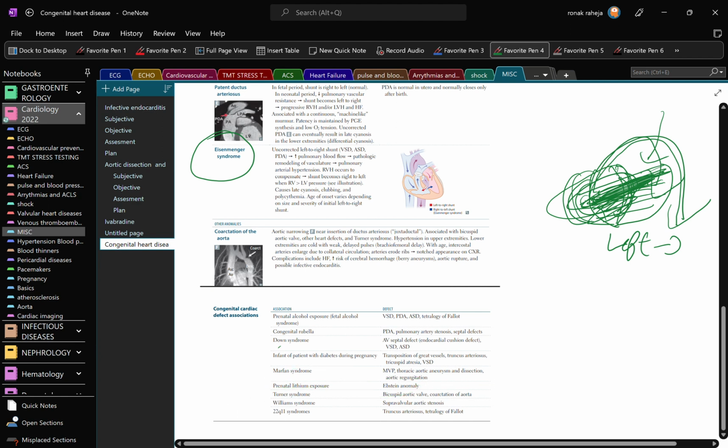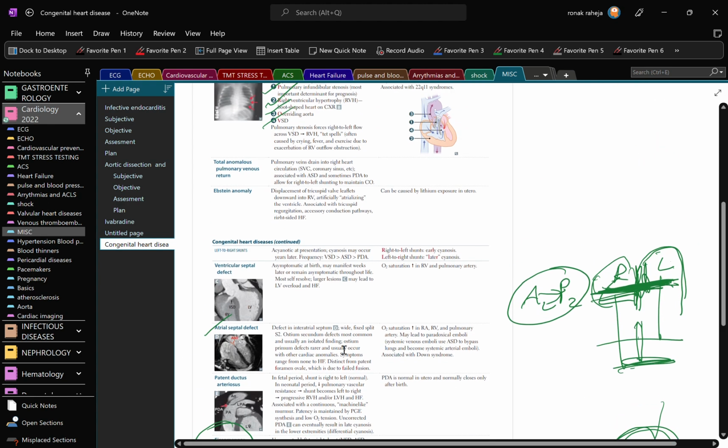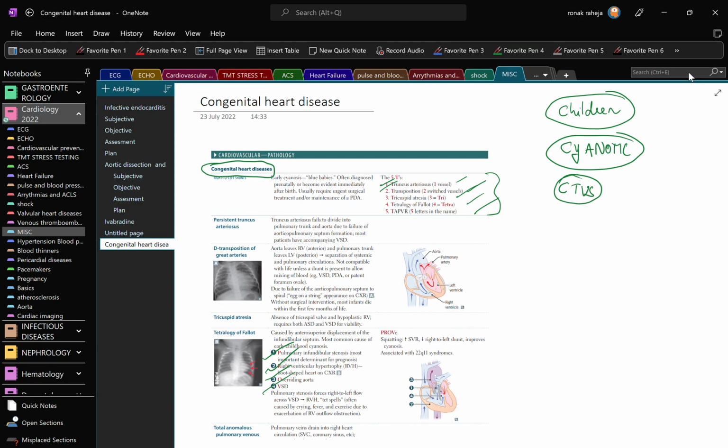And in Turner syndrome, we have bicuspid aortic valve and coarctation of the aorta. In Williams syndrome, you have supravalvular aortic stenosis. And in 22q11 deletion, you have tetralogy of Fallot. So this is a rapid review of congenital heart diseases.